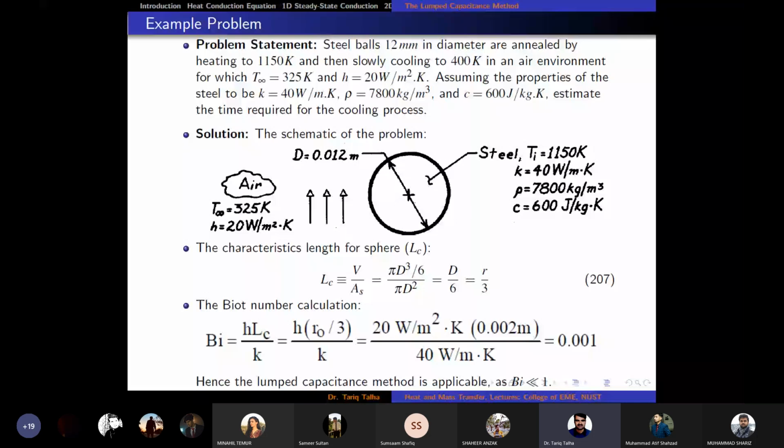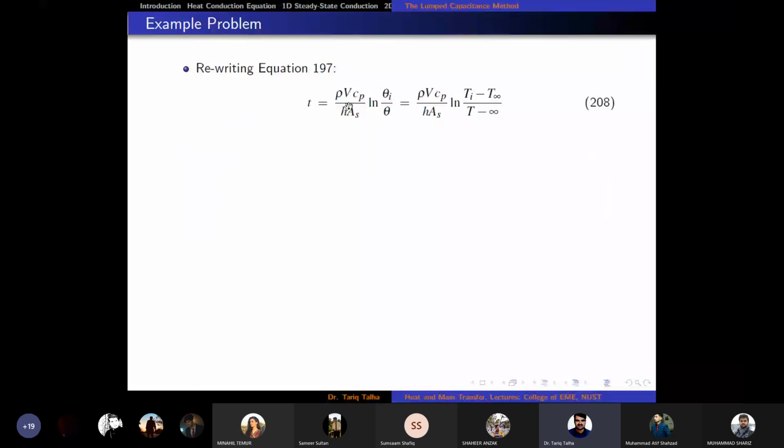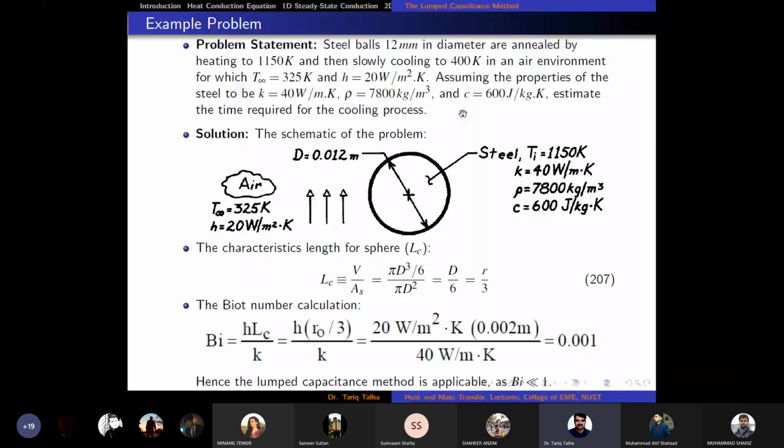So now the next thing is that we apply the formula as on the whiteboard. I circled some formulas, and it is one of them. t is equal to ρ V Cp upon h As, into ln of θi upon θ. Now, what is θi? θi is the initial temperature difference, Ti minus T∞. Ti is 1150, T∞ is 400 Kelvin. Now, I think 325 Kelvin, I think. Not 400, 325 Kelvin. And then what is the final temperature?